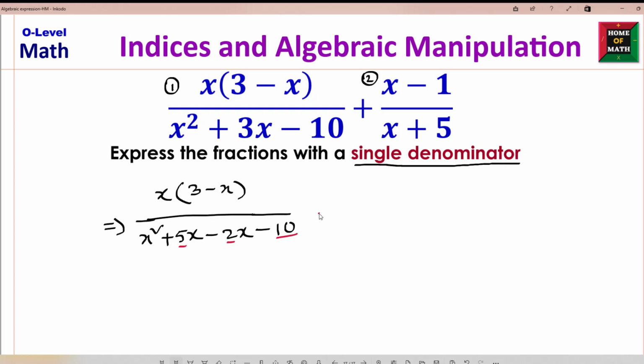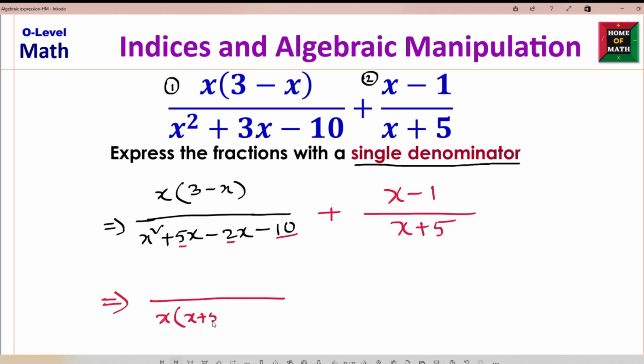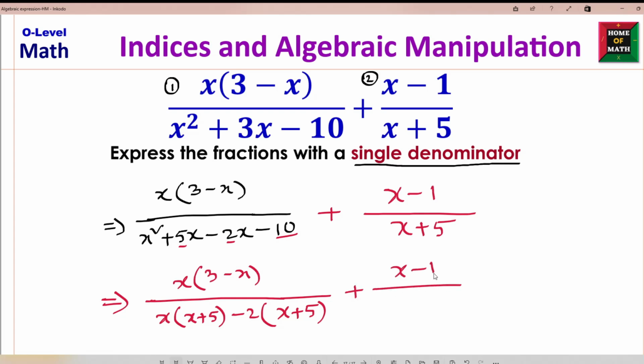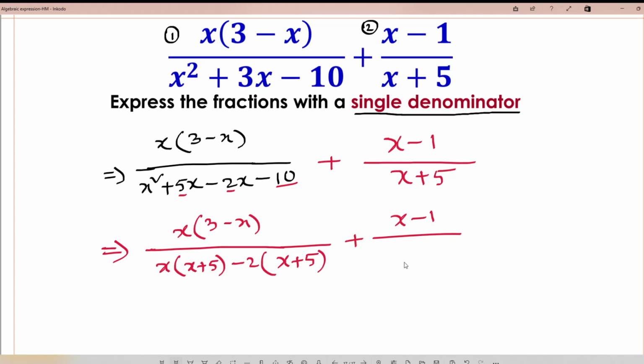And here also plus (x minus 1) over (x plus 5), and here is (x plus 5) into (x minus 2), common also x plus 5. And here is what? x into (3 minus x), still we keep this one, plus (x minus 1), and divided by (x plus 5).